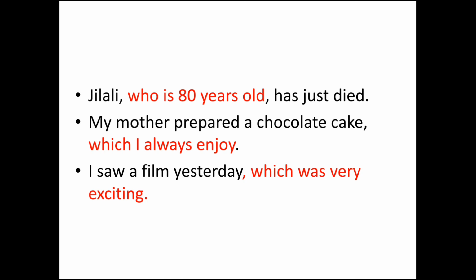The second sentence: my mother prepared the chocolate cake. That's enough. The meaning is correct. But if you want to give extra information, use a relative pronoun, "which", because you're talking about the cake, an object. So: my mother prepared a chocolate cake, which I always enjoy. Extra information. The last example: I saw a film yesterday. Full stop. The meaning is completed, and the sentence is correct. If you want to give extra or additional information, you can say "which was very exciting".